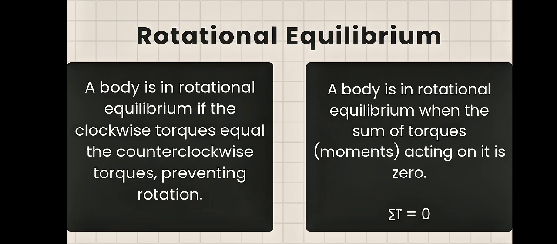Next is rotational equilibrium. A body is in rotational equilibrium if the clockwise torques are equal to the counterclockwise torques, preventing rotation. A body is in rotational equilibrium when the sum of all torques or moments acting on it is zero. For instance, if a seesaw has equal weights on both sides at equal distances from the center, the torques balance each other and the seesaw stays level. That's rotational equilibrium.